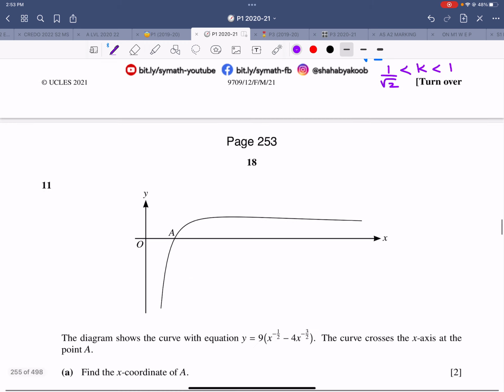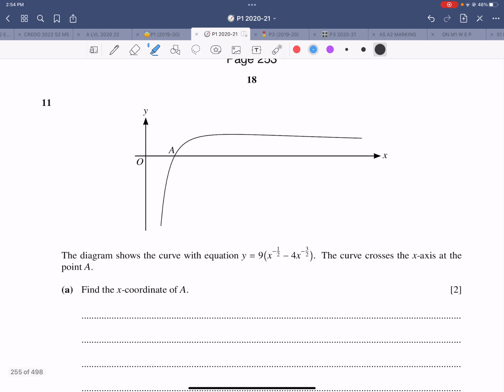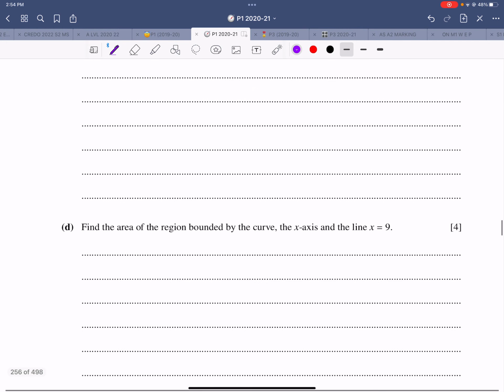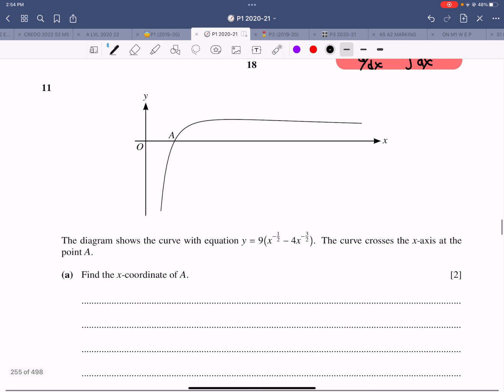Sahi hai? Now we are at the very last question. That is integration and tangent and maximum. So it's a combination of both, a combination of differentiation and a combination of integration. Let's look at the question.